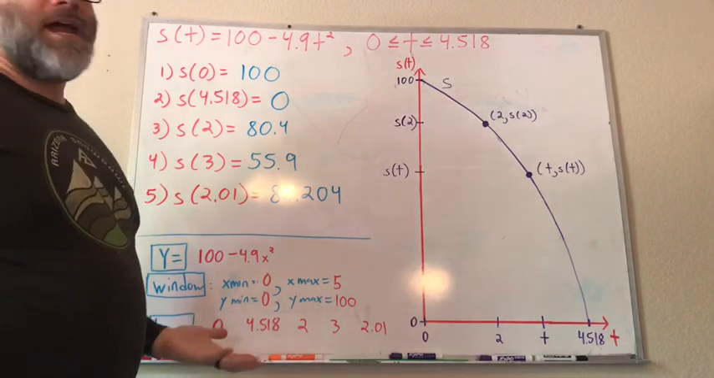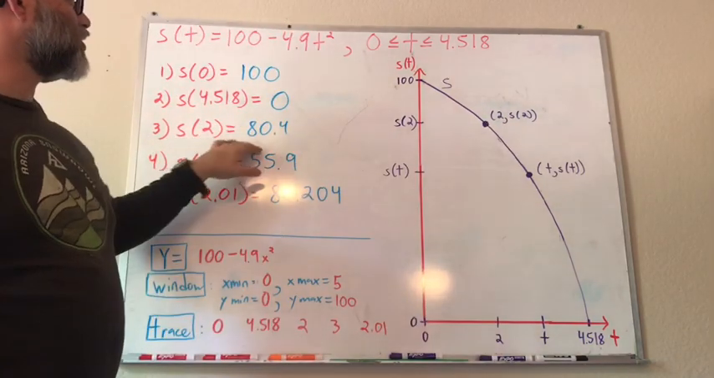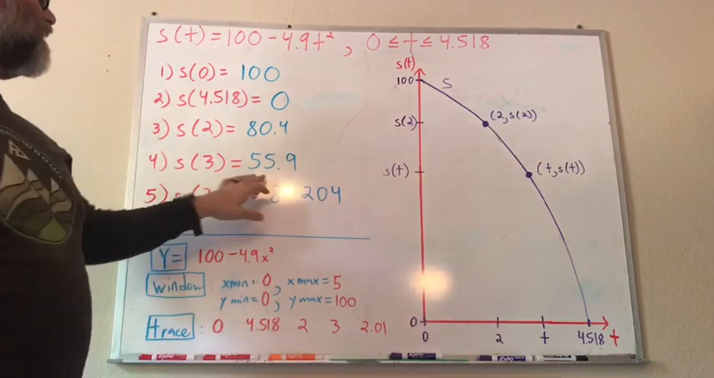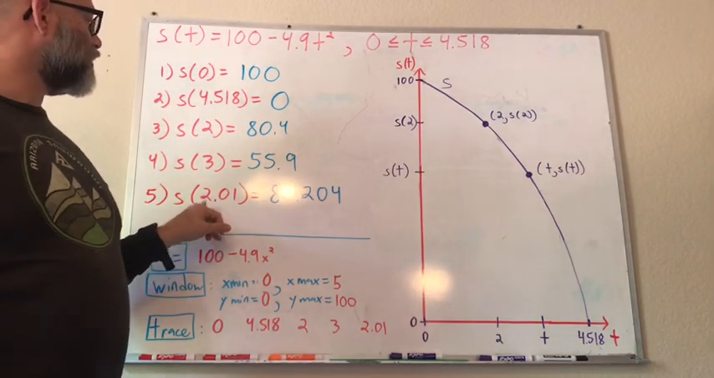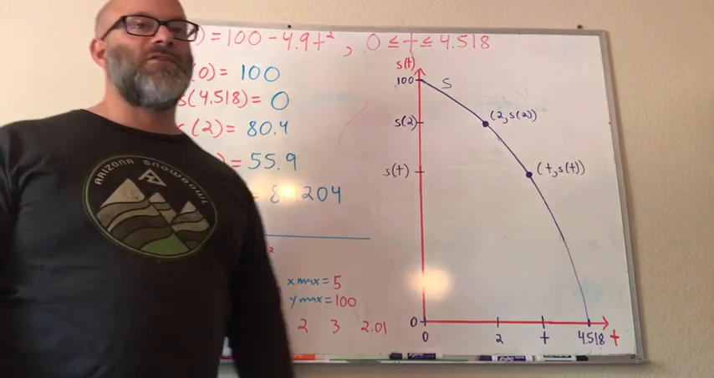All right, I can find any point I want on this graph. Let's say I decide to choose the independent value 2. I could stick it into the function. Out would come 80.4. If I stuck in 3, I'd get 55.9. If I stuck in a number like 2.01, out would come 80.204.